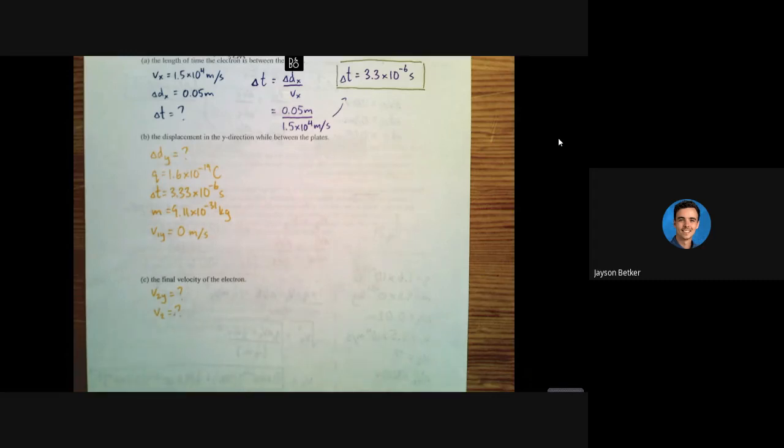Now, what do I need here? How can I find delta dy? I'm thinking I'm going to want to use kinematics to find it. I know its initial velocity. I know the time. And one thing that I do know that I can find is acceleration.